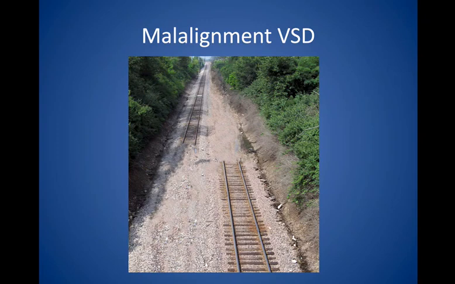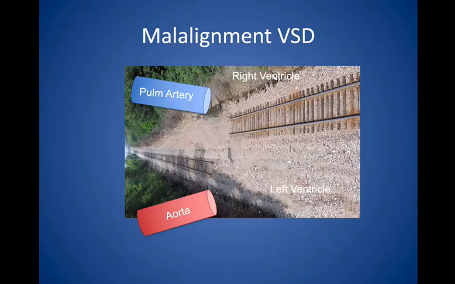Embryologically, the two muscular portions of the septum grow upward, and they meet with the conotruncal portion. When this doesn't meet appropriately, you end up with this malaligned defect. I'm going to flip this so that we can picture it the way it is in the heart. If you picture this across, typically the right ventricle is anterior and the left ventricle sits on the bottom, in the posterior portion.